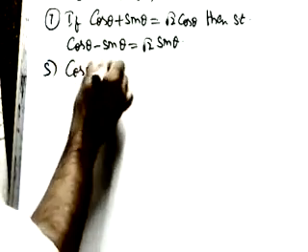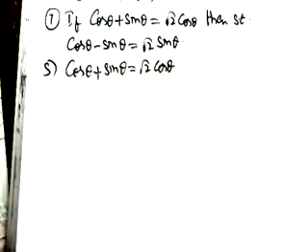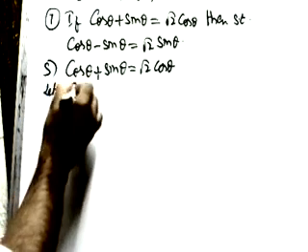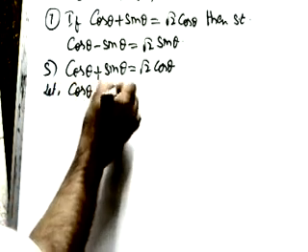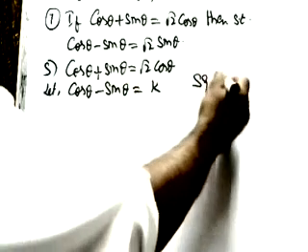Now see your next question. What is given? Cos theta plus sine theta equals root 2 cos theta. Now there are many methods. I'm doing with the same method. What we have to find is cos theta minus sine theta. Let us take this as k.